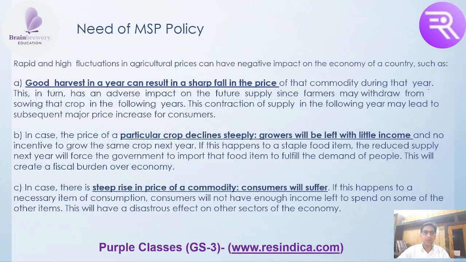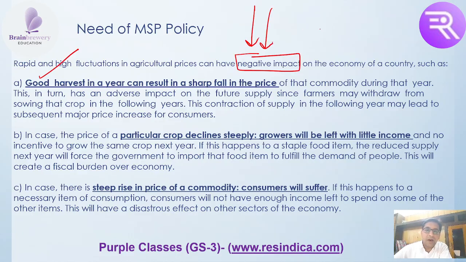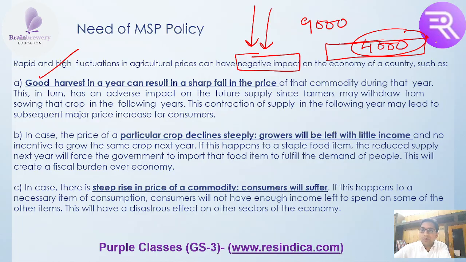Now, rapid and high fluctuation in agriculture prices has a very negative impact. If there is a very good harvest, all of a sudden the prices go down. A farmer might have invested 9,000 and may only earn 4,000, because during that time prices were low because of high production. So the government provides MSP so that even if the prices go down, the farmer gets the proper price. If the price of a particular crop declines steeply, the grower is left with very little income, so in order to secure their income, we are providing them with MSP.